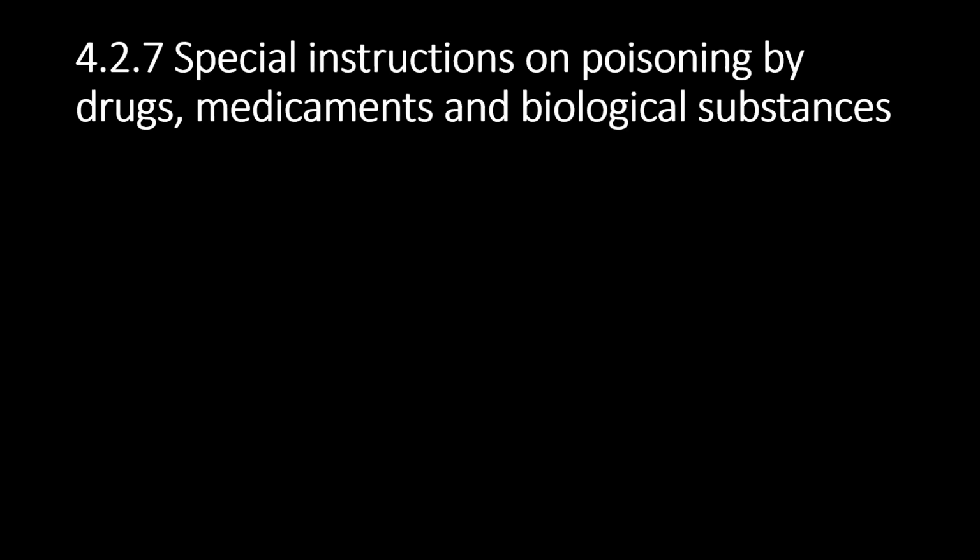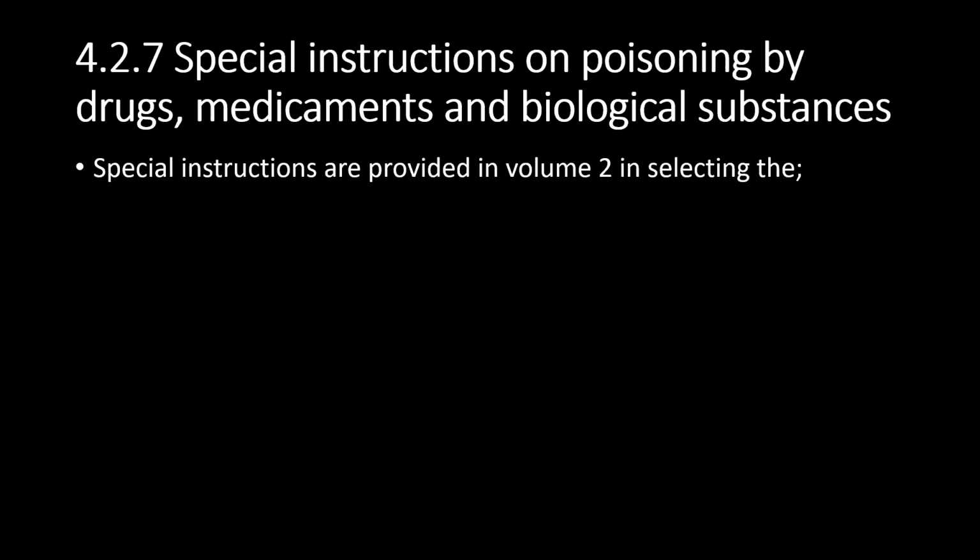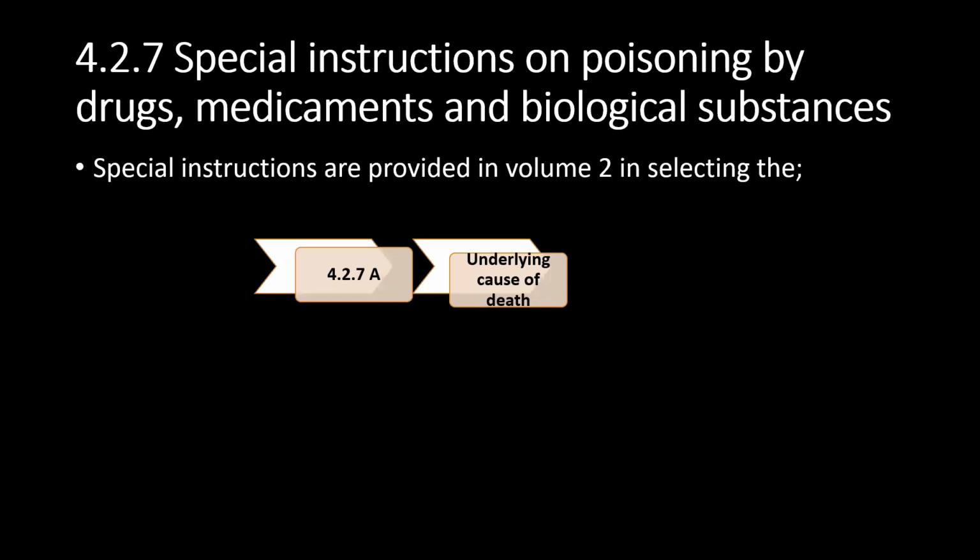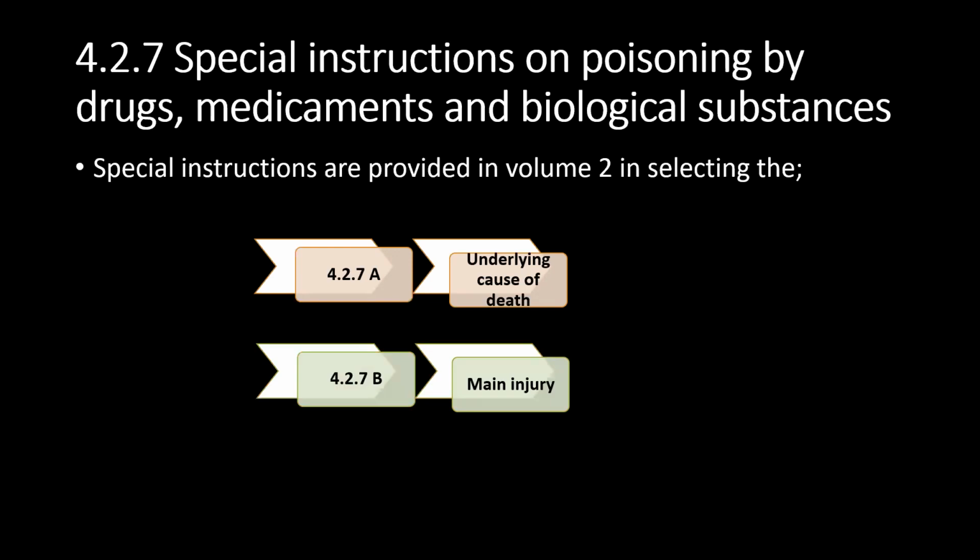Now we will discuss section 4.2.7, special instructions on poisoning by drugs, medicaments, and biological substances. Special instructions under this section are provided in Volume 2 in selecting the underlying cause of death under the section 4.2.7a, main injury under the section 4.2.7b.